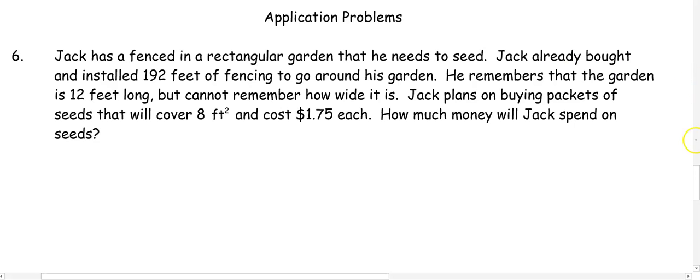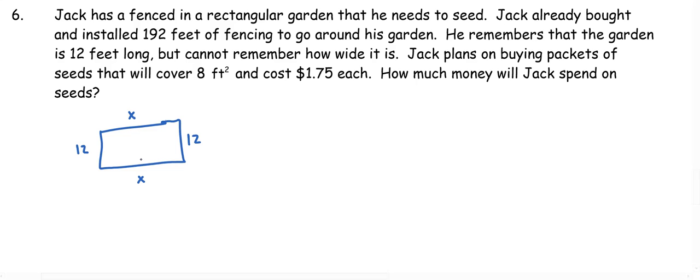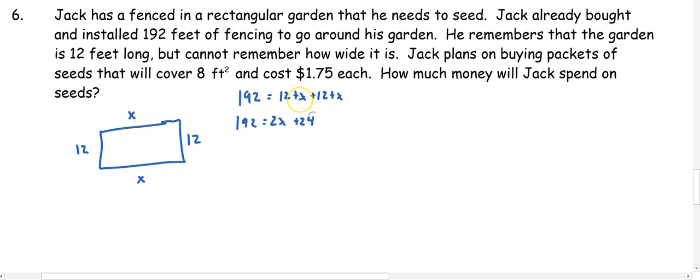So first, we need to figure out what the dimensions of this rectangular garden are. We know that one of the sides is 12, and we're trying to figure out what the other side is. So remember that they have congruent sets of sides, so really two sides are 12, and the perimeter is adding all the sides together. So we have 192 equals 12 plus x plus 12 plus x. So we get 192 equals 2x plus 24.